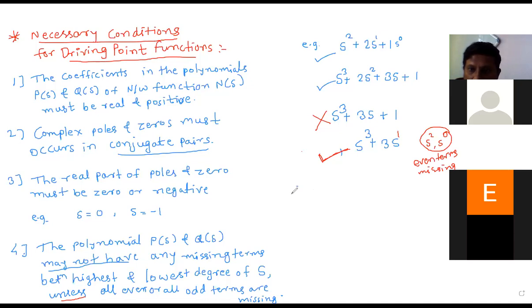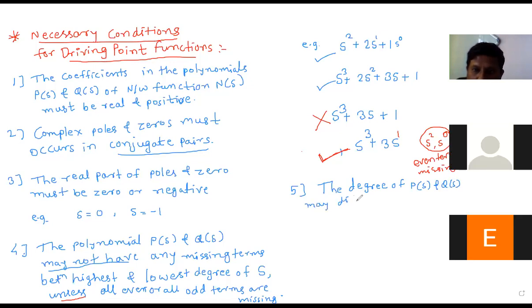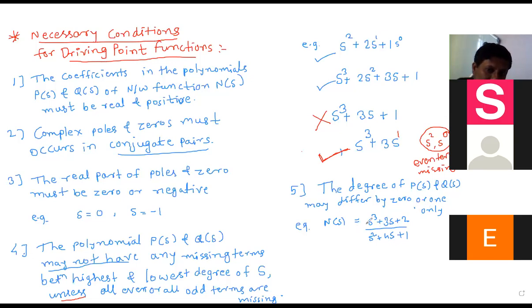Now the fifth point: the degree of P of S and Q of S may differ by 0 or 1. The difference cannot be more than that. So as an example we can take N of S equal to s cube plus 3s plus 2 over s square plus 4s plus 1. What is the highest degree of the numerator, that is, of the zeros? 3. And the highest degree of the denominator? 2. What is the difference in the highest degree between the two? 1. So that is acceptable here, because the difference is at most 1.